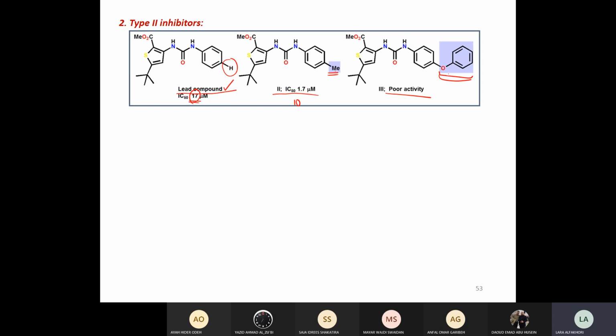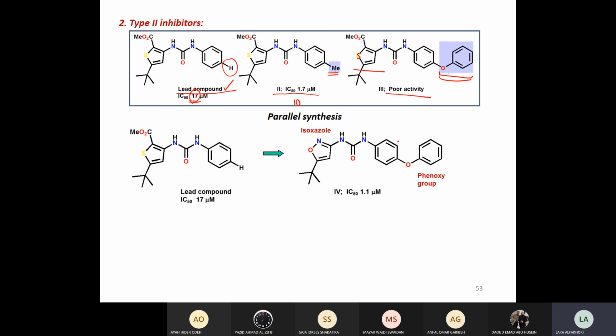Okay? Of course, this is a very successful approach because the phenoxy, for instance, if combined with this ring, which we call what? This is sulfur. Thiophene, okay? It gave rise to bad activity. But if combined, this is one of the analogs they made, if combined that phenoxy group with an isoxazole for example, look at the IC50. It became even way better than the lead compound. Okay? So this is the point of what we consider parallel synthesis.